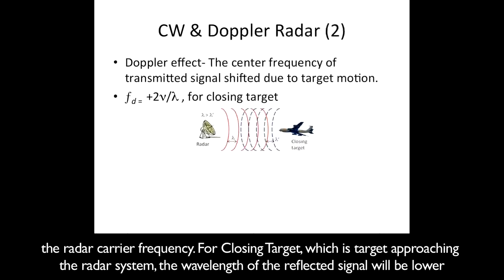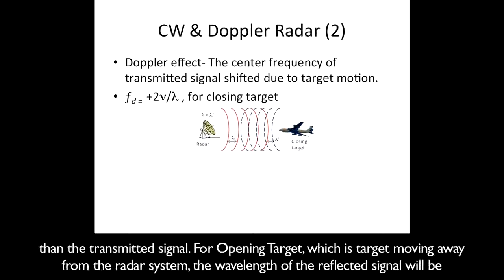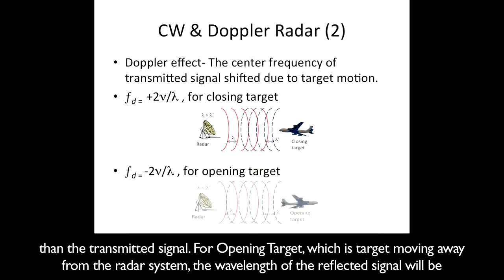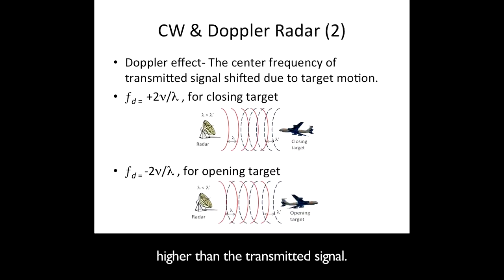For a closing target, which is a target approaching the radar system, the wavelength of the reflected signal will be lower than the transmitted signal. For an opening target, which is a target moving away from the radar system, the wavelength of the reflected signal will be higher than the transmitted signal.